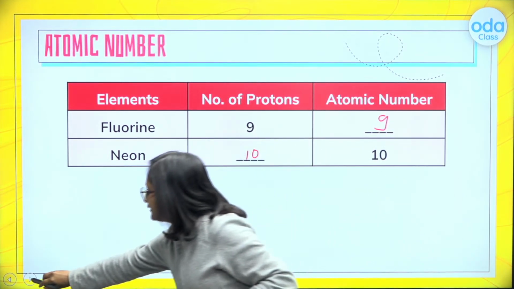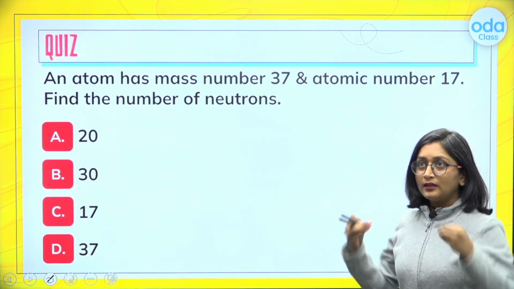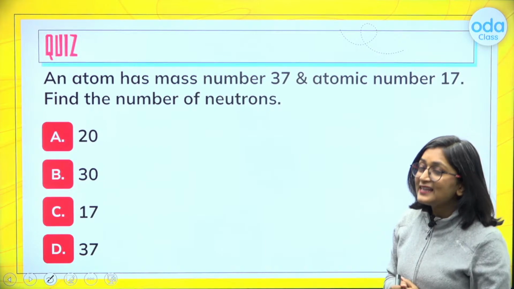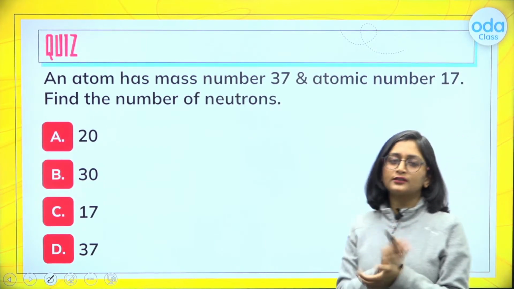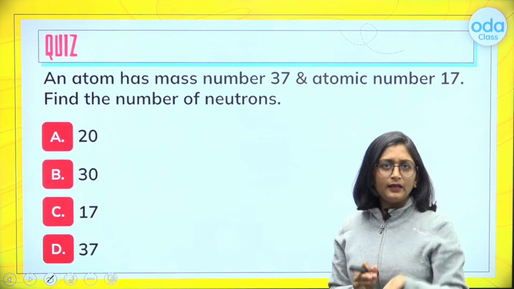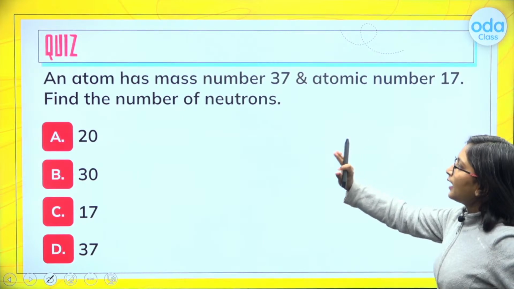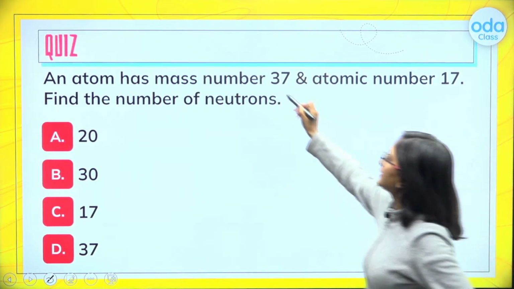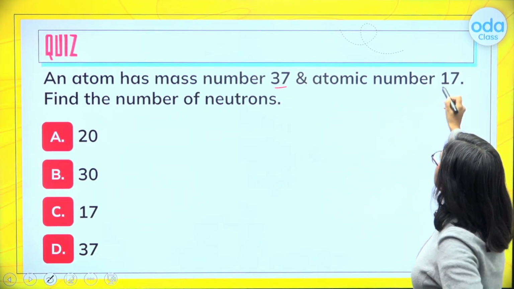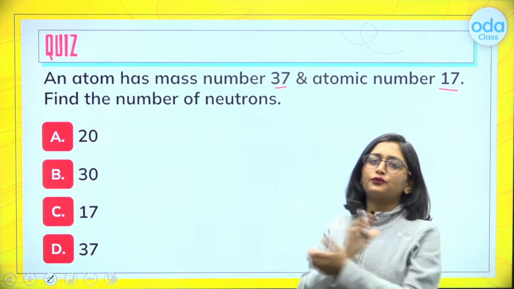Now, let us go with the concept where you just acknowledge that yes, I have gone through this concept. Shall I answer one of the questions, and you would be able to answer. Just look into the concept. An atom has a mass number of 37 and atomic number 17. Find the number of neutrons. So this kind of question, right?